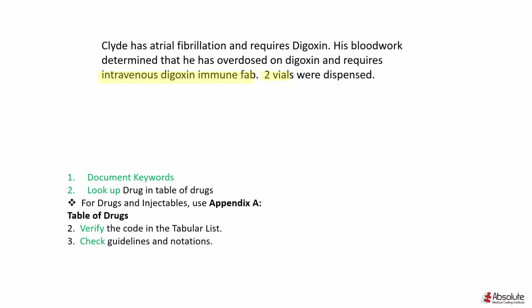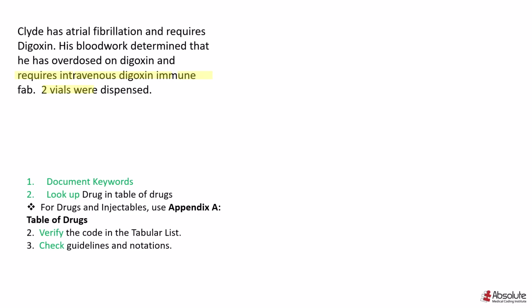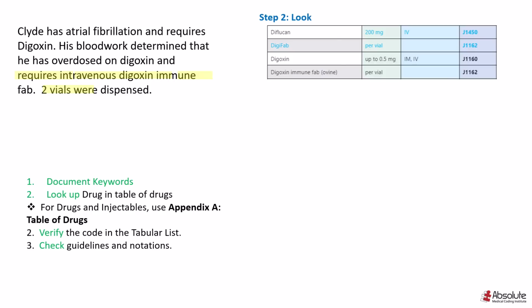All right, so let's go ahead to step 2. We're going to look up our drug in the table of drugs. Number 2 says, look at these digoxins. You have two. You have digoxin and you have digoxin immune fab. Okay, that's what I was talking about. So we grabbed all of the drug and it says per vial, J1162.